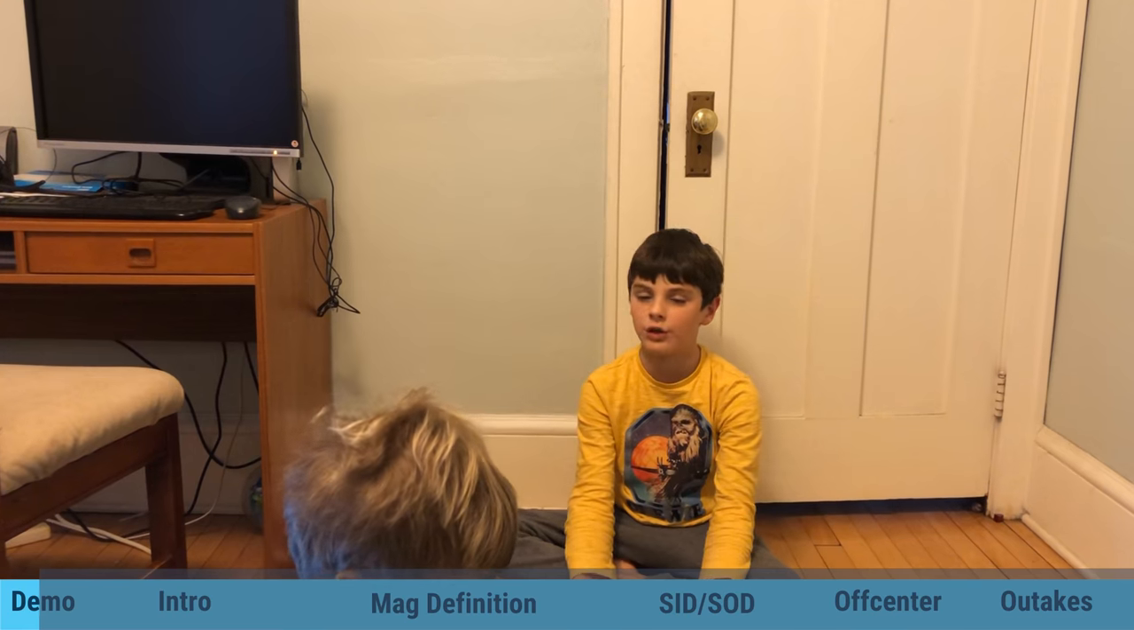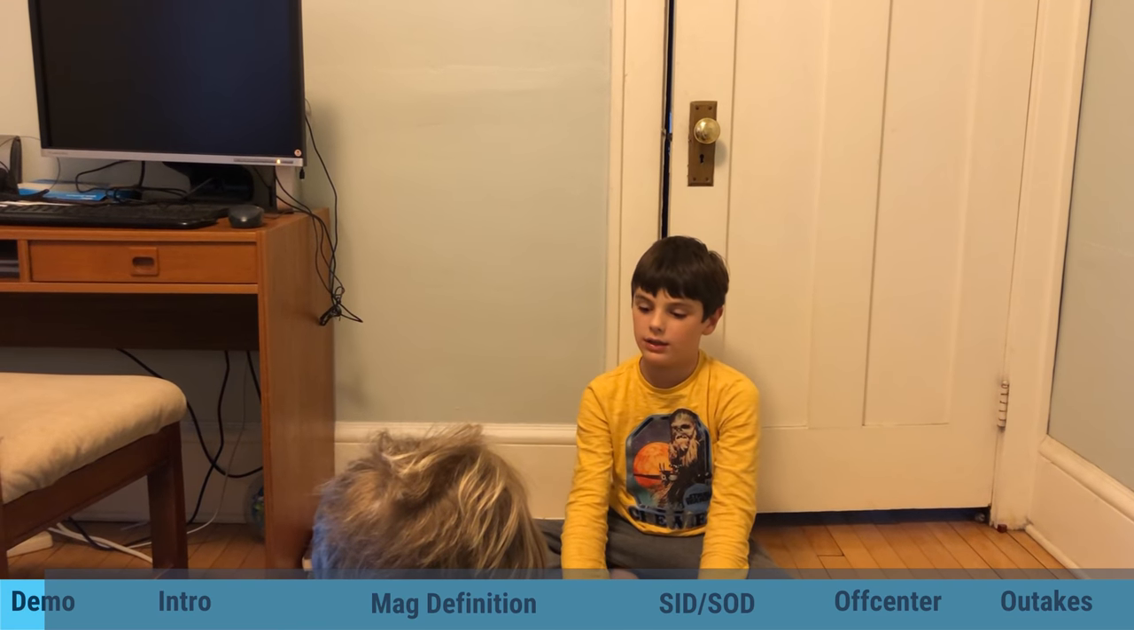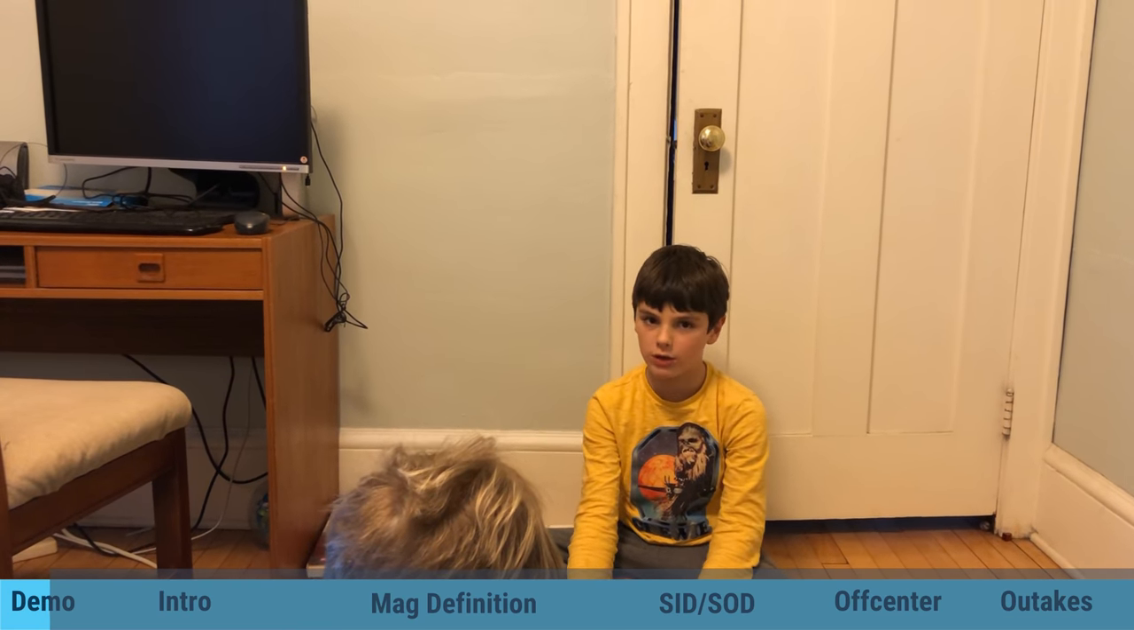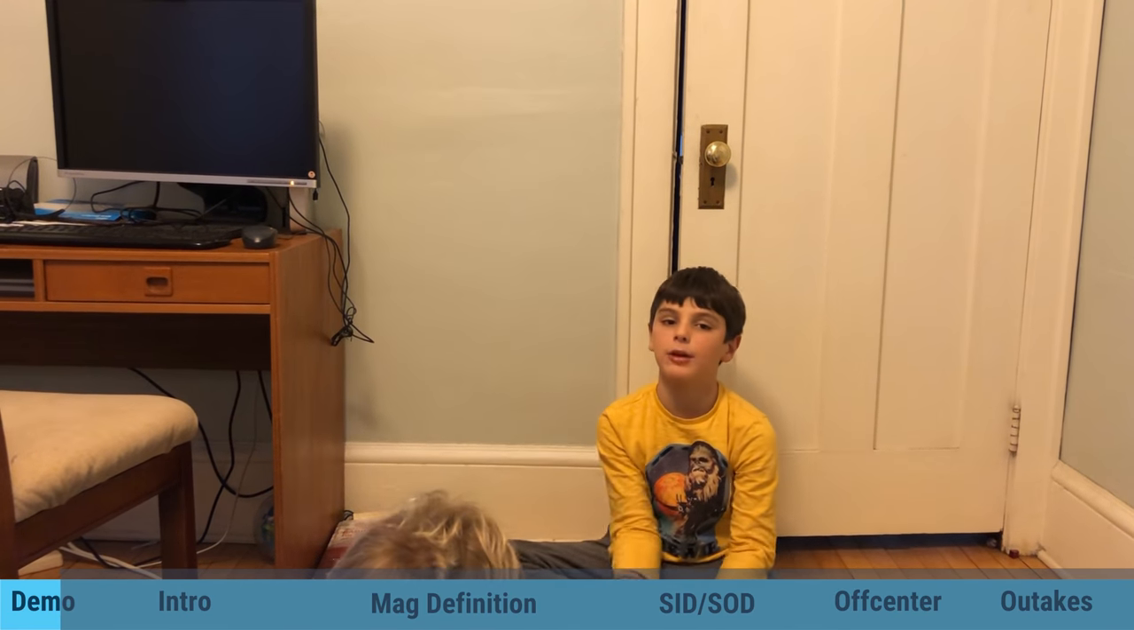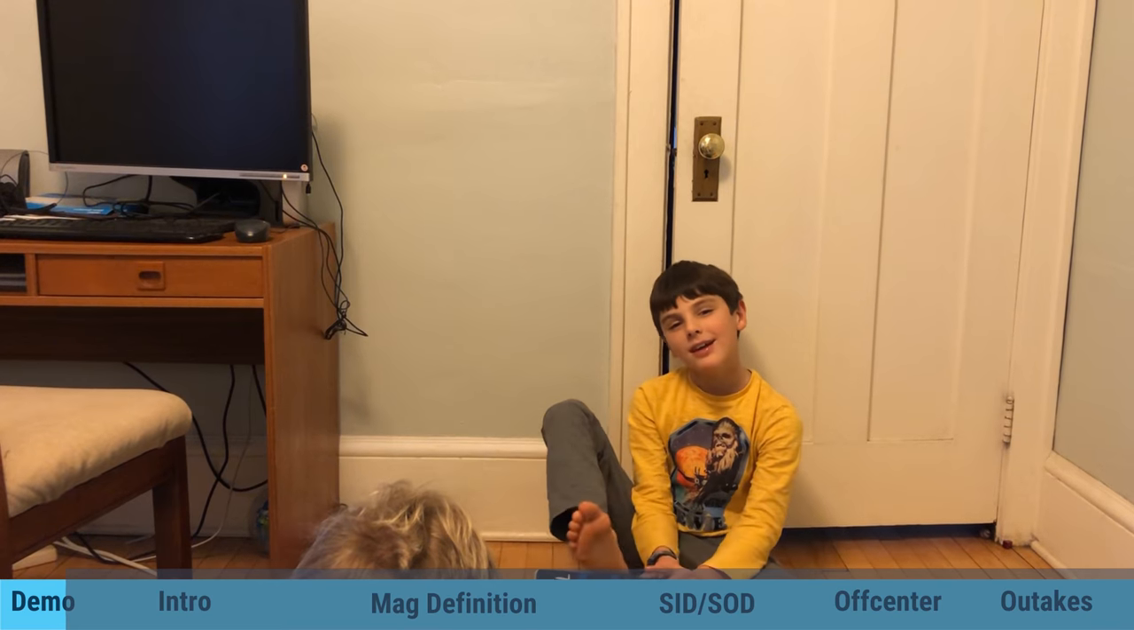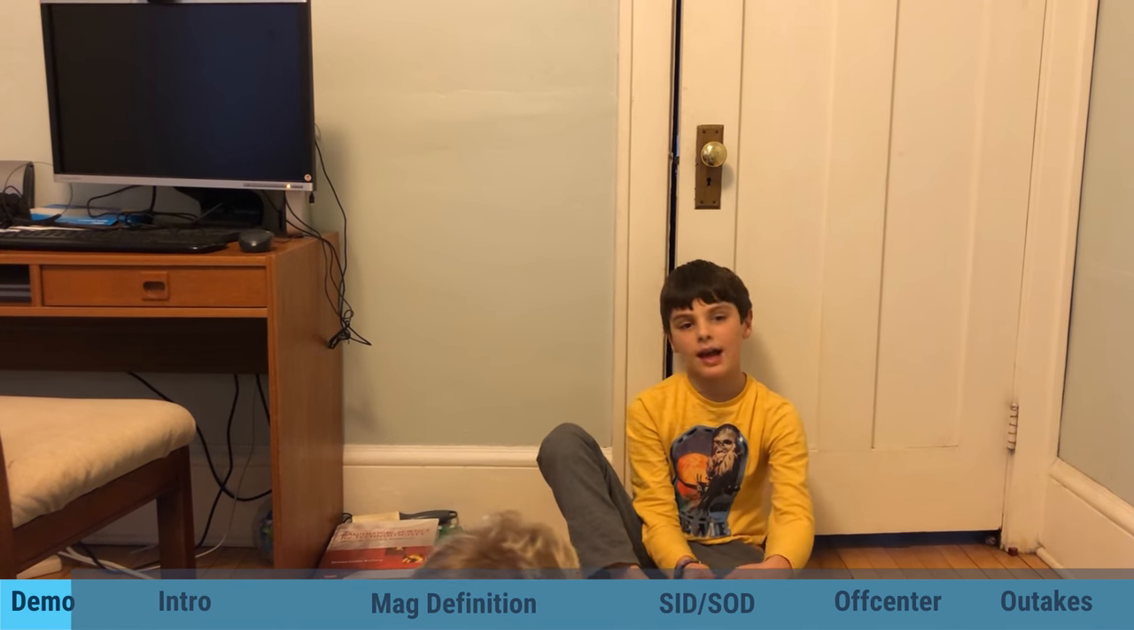If things get farther from the light, they appear smaller. And if things get closer to the light, they appear bigger. And by they, you mean the shadow of those things, right? Yeah.